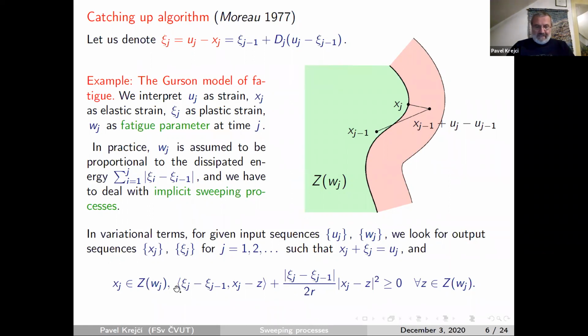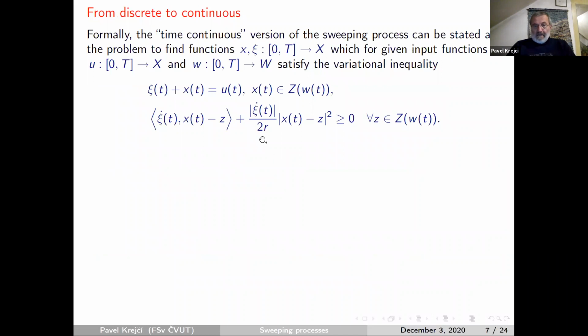And now, look at these two expressions. xj-1 appears in the scalar product, and it appears also here in the norm. So one might expect that now I divide by the time interval, I let the length of the time interval tend to 0, and I get xi dot. And so this is what should be the continuous version of the sweeping process. But of course, this cannot be done that easily. The limit is not so obvious.